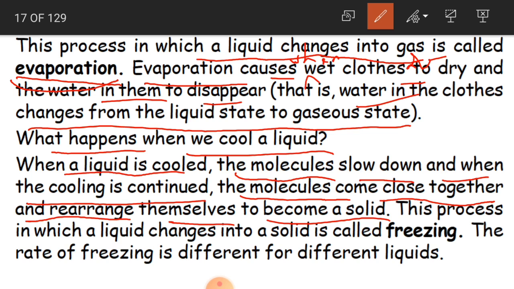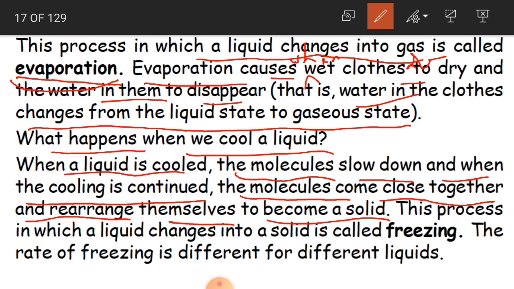You just grab your legs and hands very close to your body. Why? Because of the coldness in the climate. So here also, if there is much coldness, then when the liquid gets cooled, the molecules slow down, come close together and rearrange themselves to form a solid state.